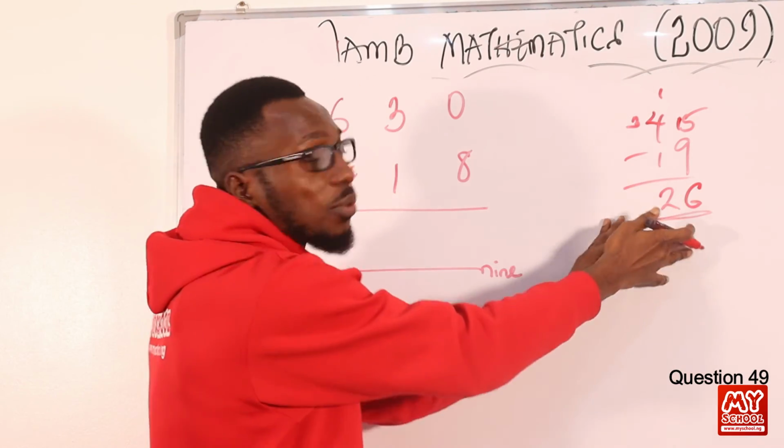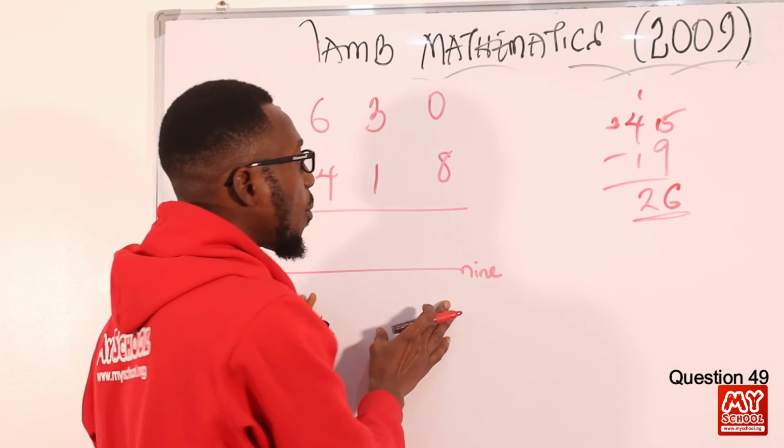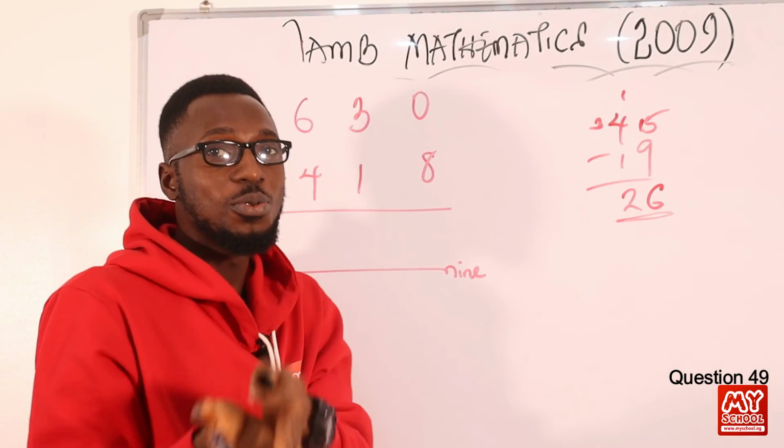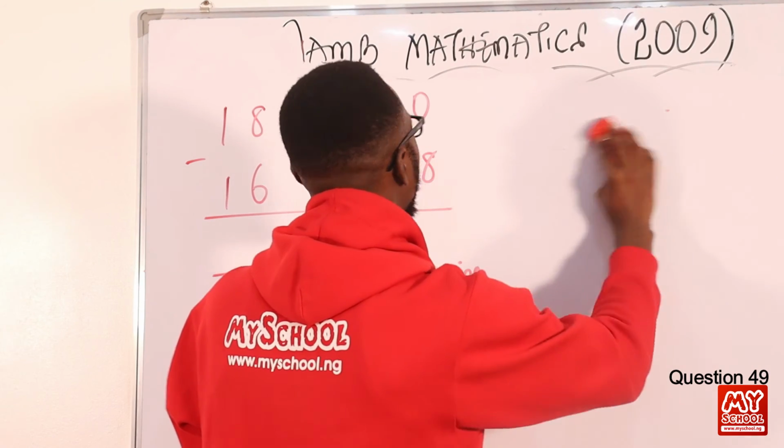So right there, we worked with base 10. That's why the one we borrowed became 10. But right here, we are working in base 9. So the one we are going to borrow, we turn to what? To 9. Yeah, now you get the gist. Okay, so let's make that happen.